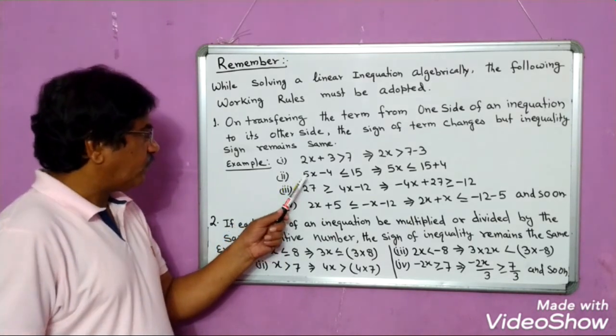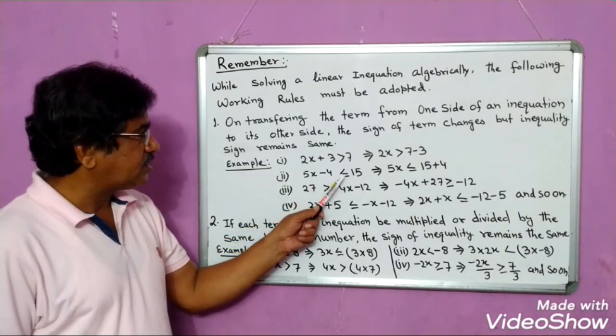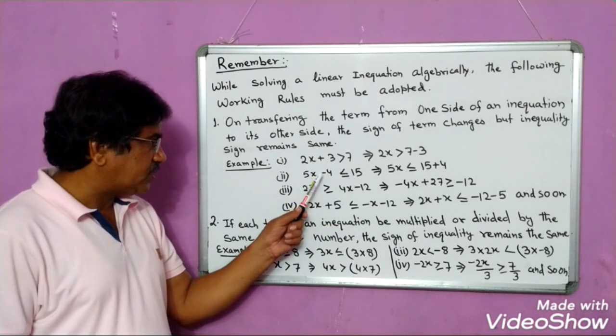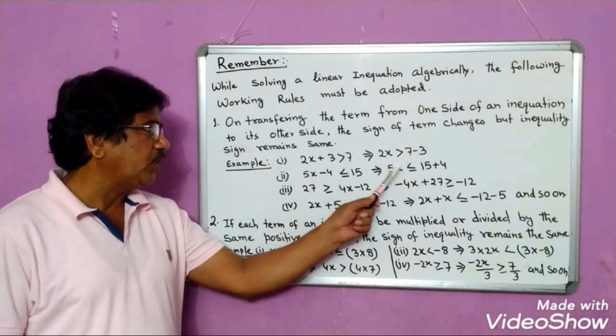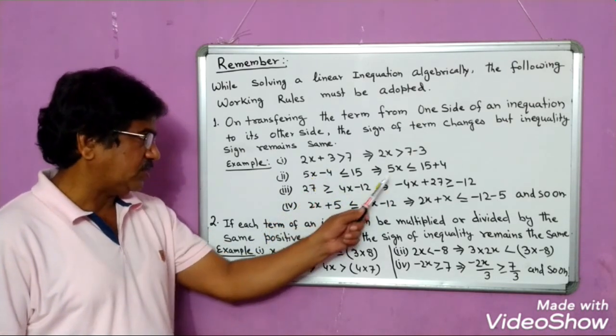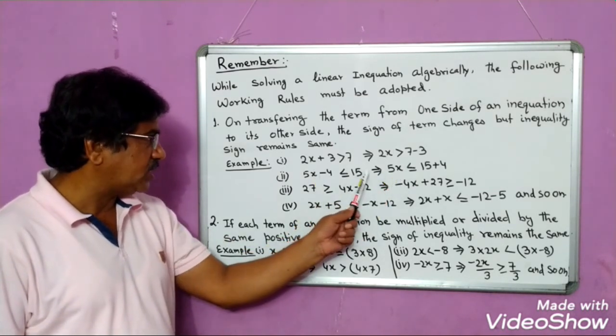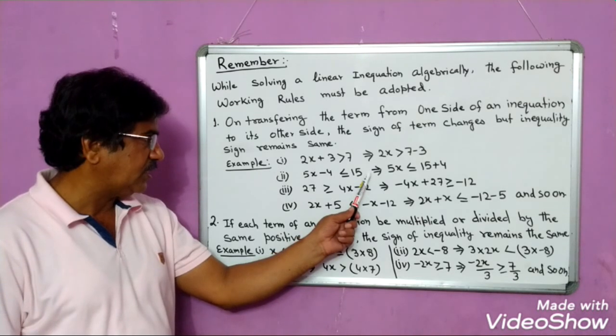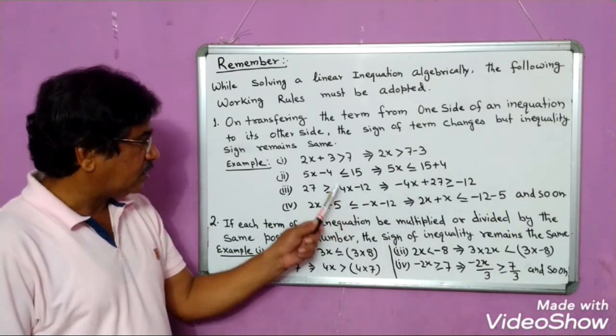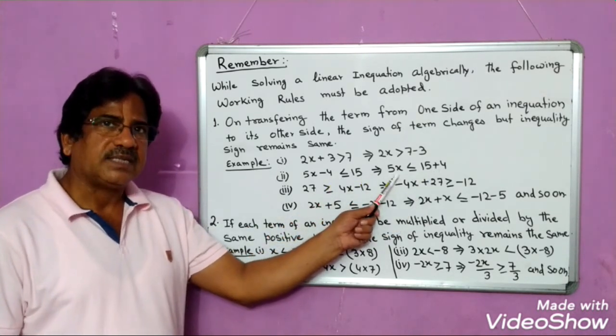In the same way, 5x minus 4 is less than or equal to 15. If I transfer this minus 4 to the other side of the inequality sign, its sign will change. You see, 5x is less than or equal to 15, and this minus 4, when it has been taken to the other side, becomes plus 4. But the inequality sign remains the same.